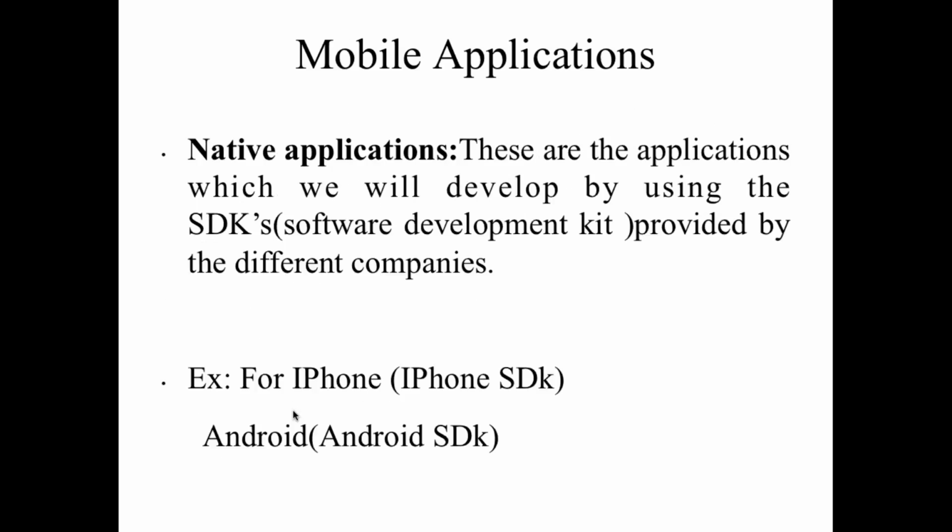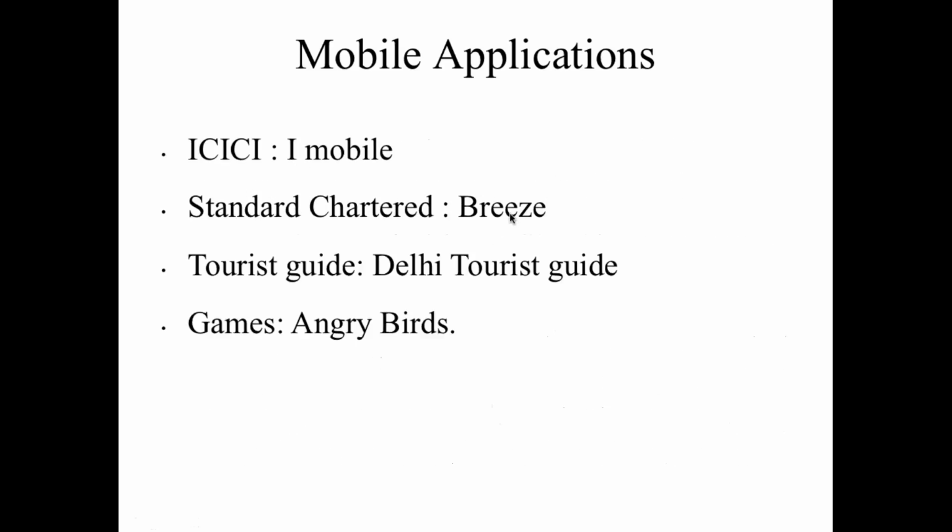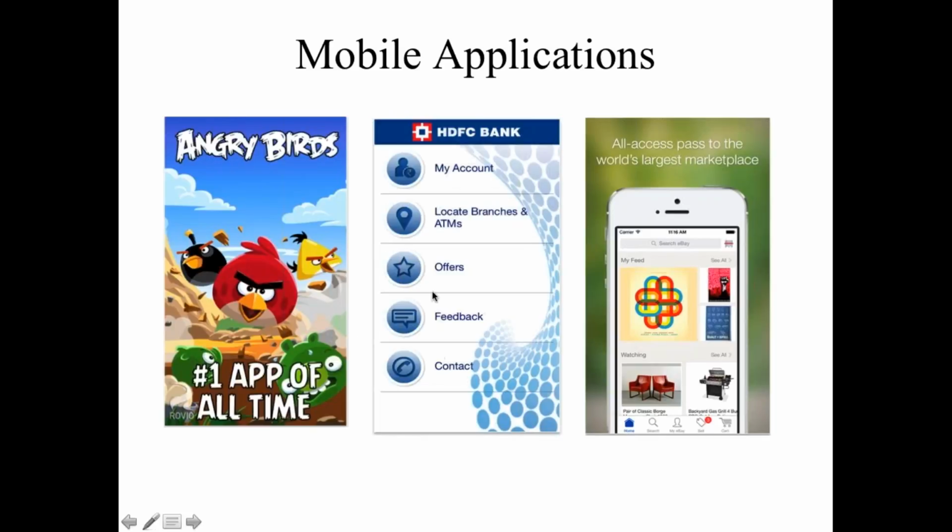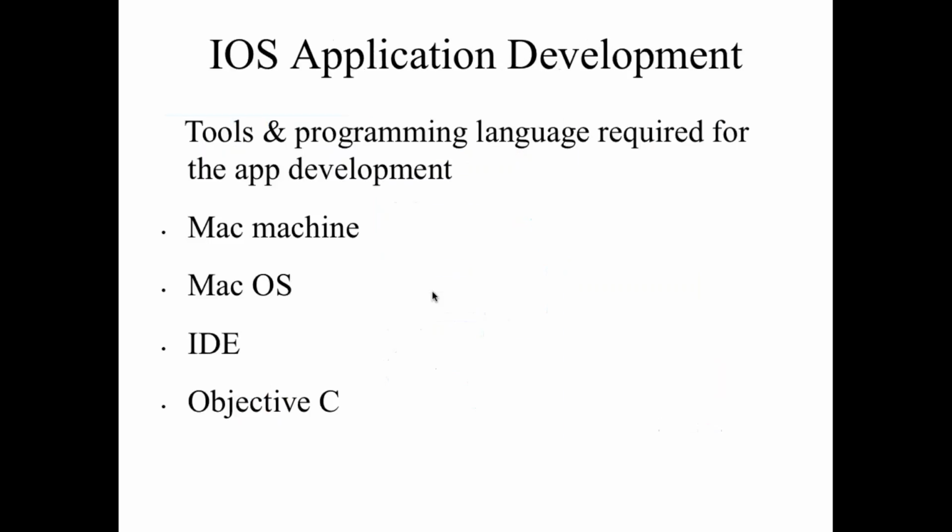So by using the default SDKs, the software development kit, we will develop the native applications. These are the hybrid ones, and these are a few examples of mobile apps. This is a native application. By seeing the app itself, we can figure out that it's a hybrid, not a native app. That is about the applications: what types of applications we have, and which type we are going to develop.